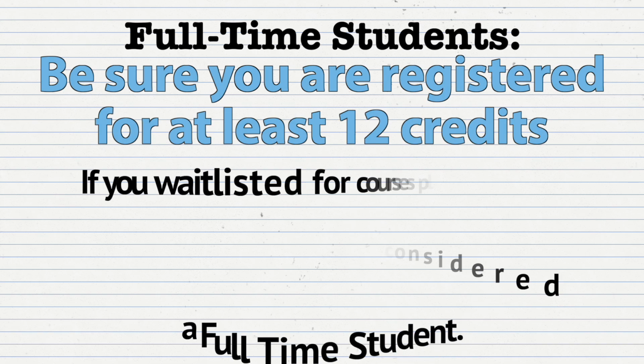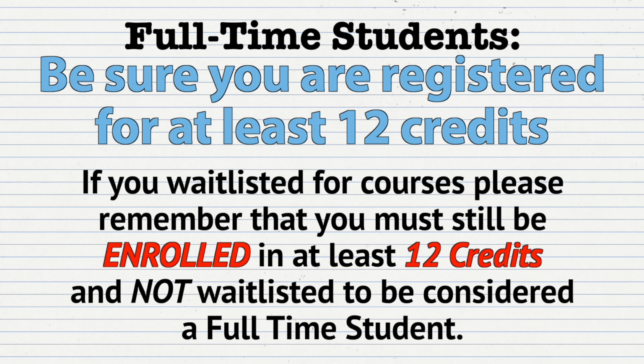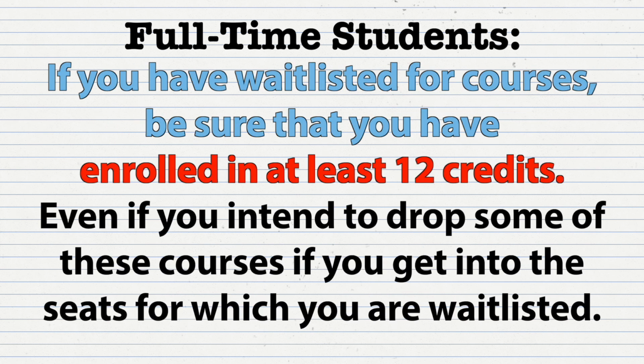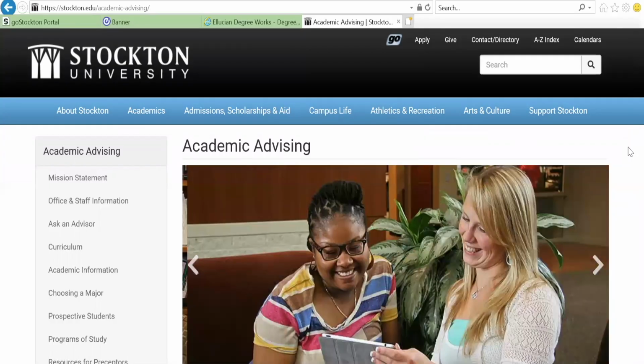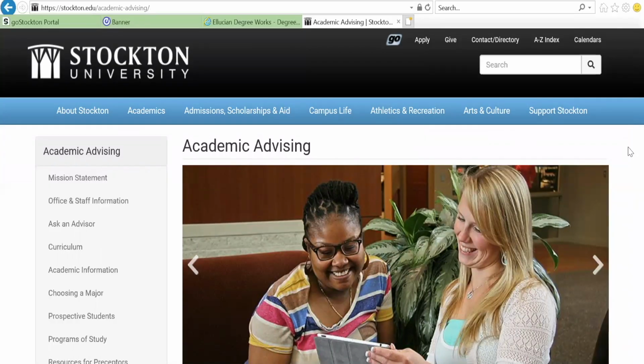If you have waitlisted for courses, please remember that you must still be enrolled in at least 12 credits, not waitlisted, in order to be considered a full-time student. So, if you have waitlisted for courses, be sure that you've enrolled in at least 12 credits, even if you intend to drop some of these courses if you get into the seats in which you are waitlisted. If you've registered for courses and you've reviewed all of those courses on your DegreeWorks audit, then you're all set.